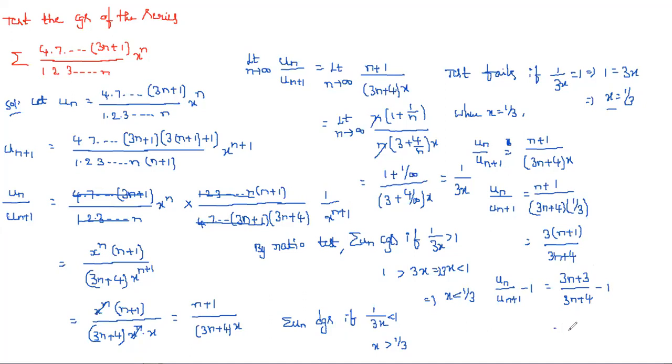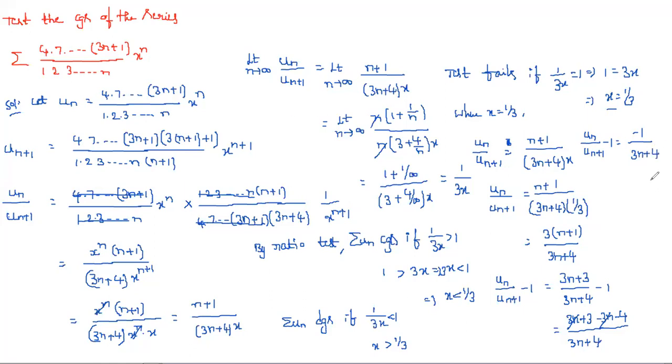If you take LCM, what will we get here? It is having 3n plus 4, and next 3n plus 3 minus 1 into that one, so minus 3n minus 4. Here 3n and 3n both will cancel. So now un by un plus 1 minus 1 is equal to, what we got, minus 1 by 3n plus 4.